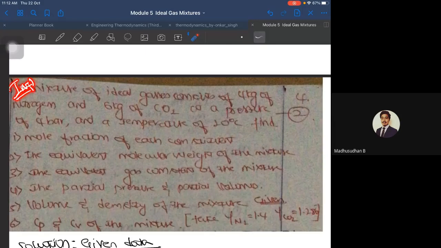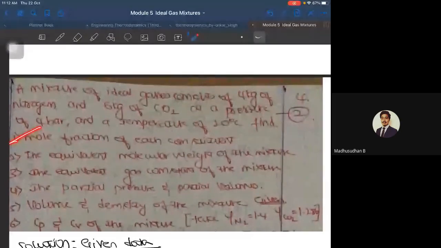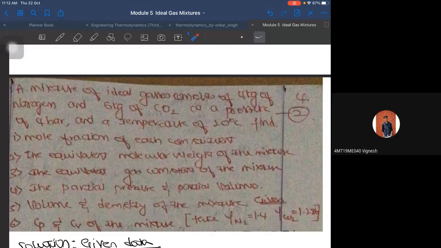Just take a screenshot and keep it updated by the next class, and I want everyone to solve this. The mole fraction of each constituent can be solved. Equivalent molecular weight can be solved. Gas constant can be solved. Partial pressures can be solved. Volume and density of the mixture, and the CP and CV values of the mixture, are new concepts which will be taught in the next class. Only these two aspects, 5 and 6. I will tell you how to calculate them, but I want everyone to calculate 1, 2, 3, and 4 in the next class, not now. Is that clear, guys? Yes, sir. Be ready for the next class to calculate 1, 2, 3, and 4.